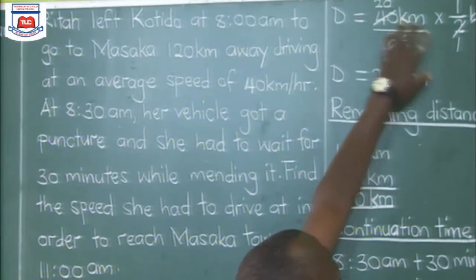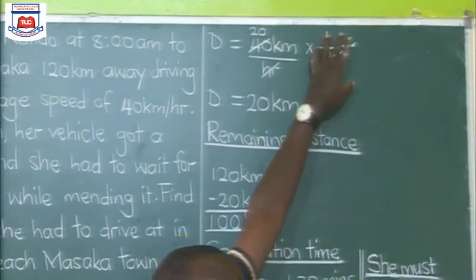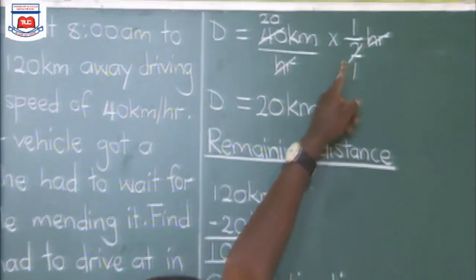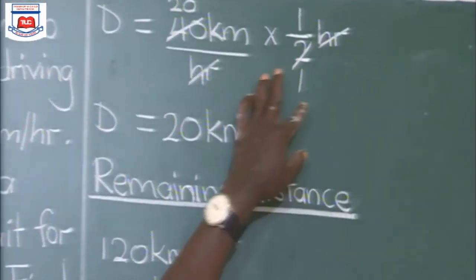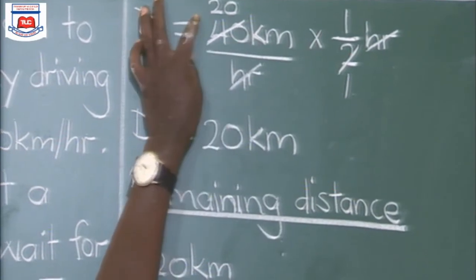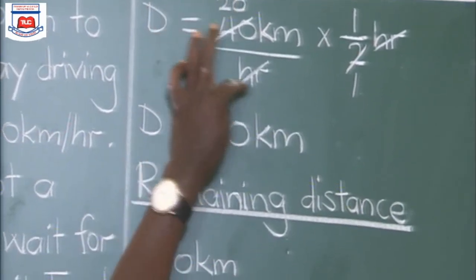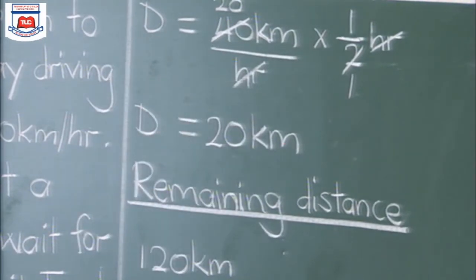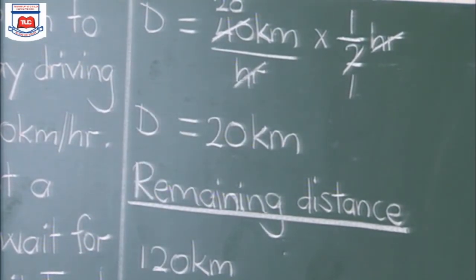So I've got 40 kilometers per hour times half an hour. You will then divide, since you have sensed multiplication of a fraction. We say 2 divided by 2 is 1, and 40 divided by 2, you get 20. Cancel off the hour and hour to remain with the 20 kilometer distance covered before the puncture.